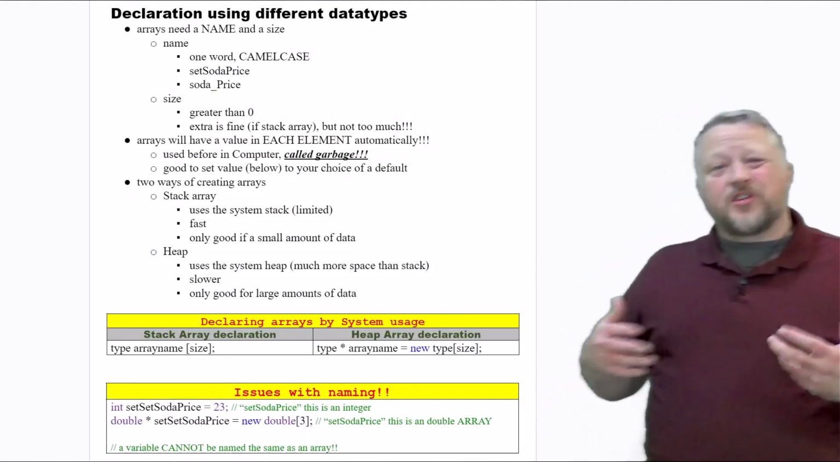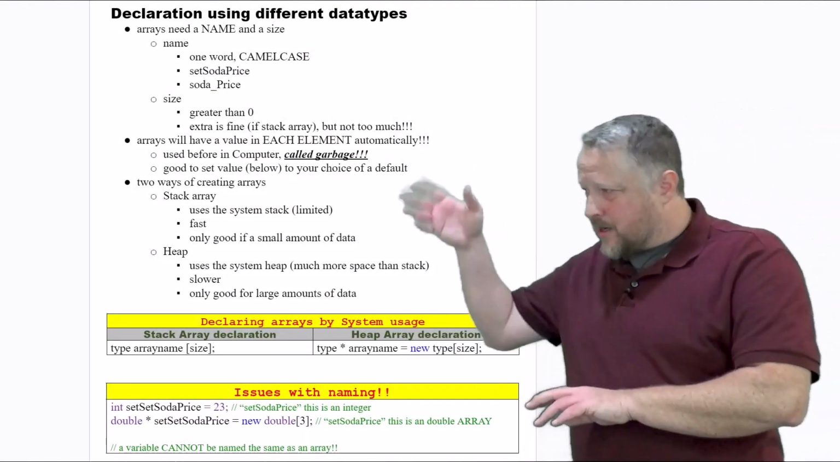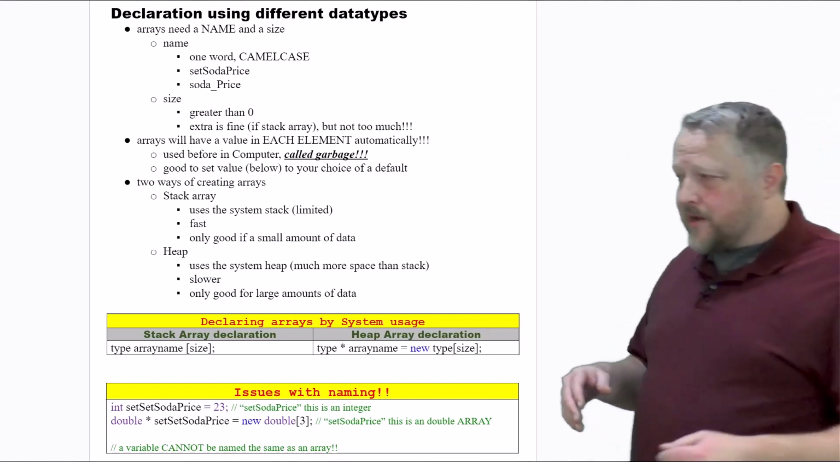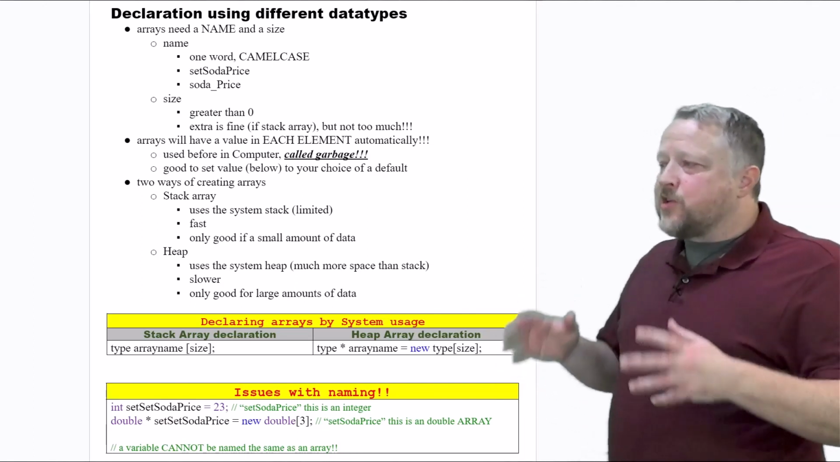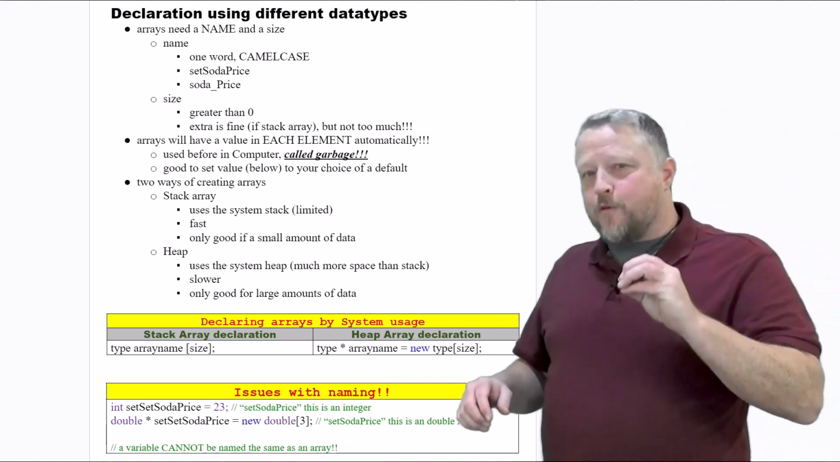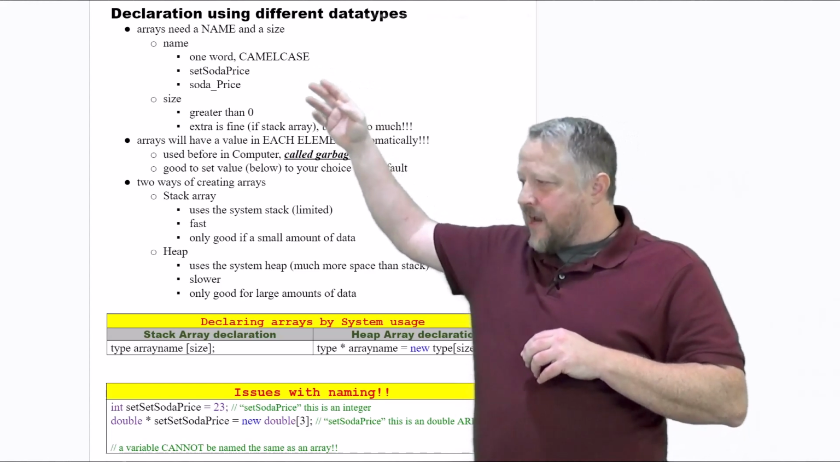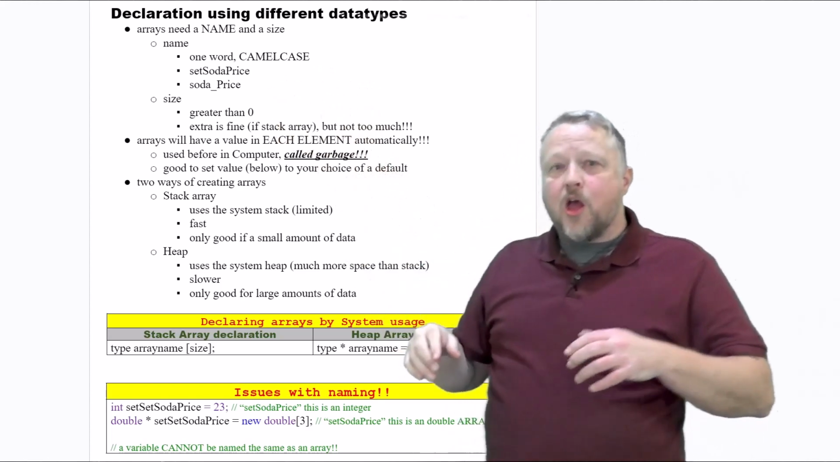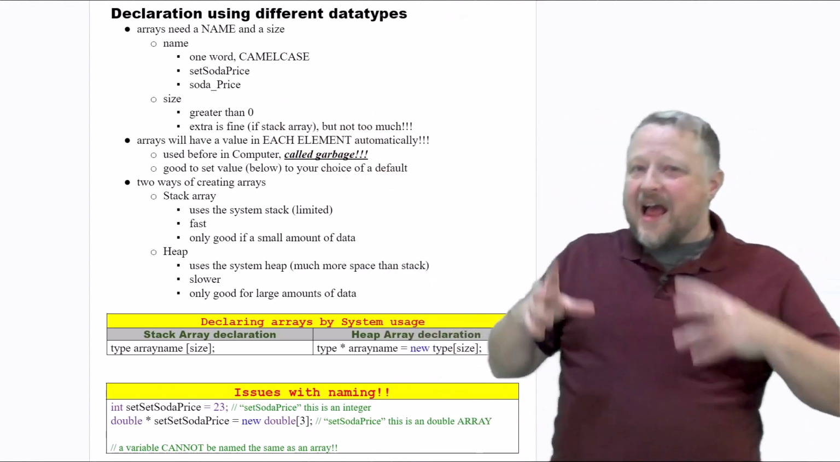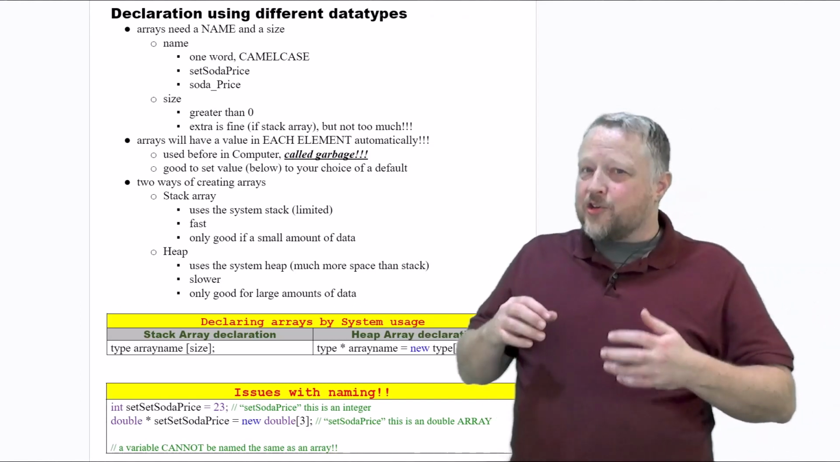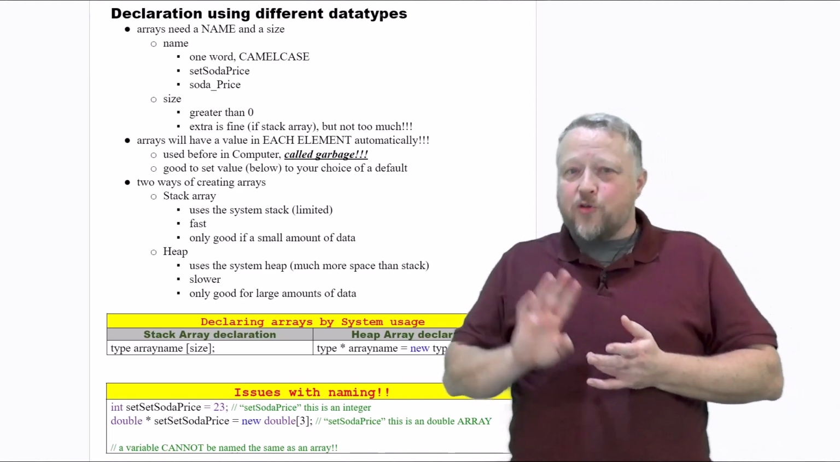So now we start to see a little bit of code in our declaration of different data types and arrays. Your array is going to need a name. Now be careful, by the way. I give you 3 different examples of names: one word, camel case, soda price, or underscore. This particular class has a coding standard on exactly how you should name your variables and your arrays.